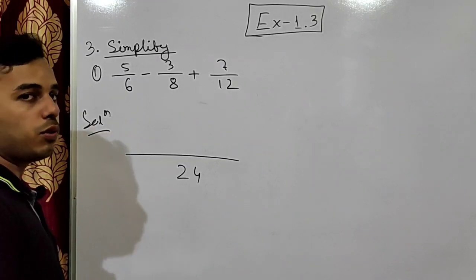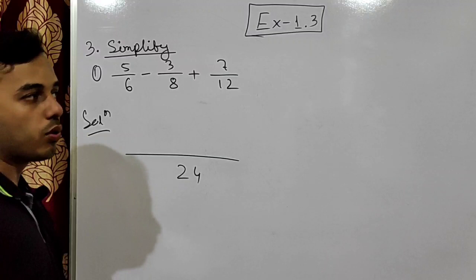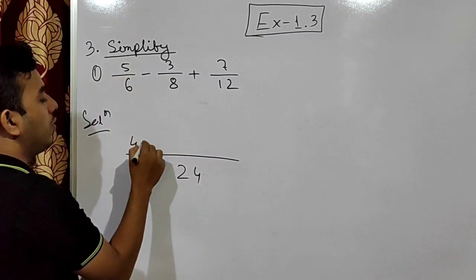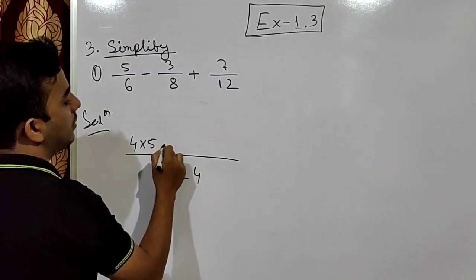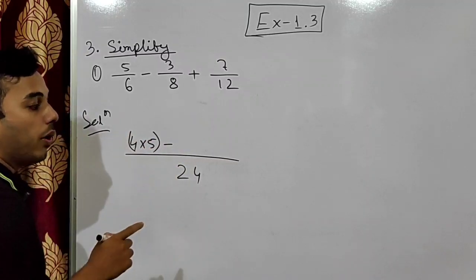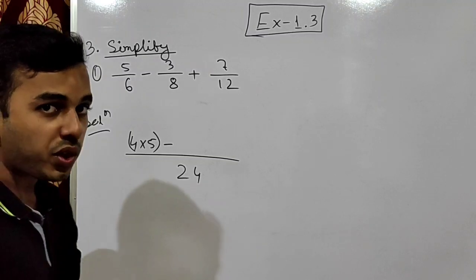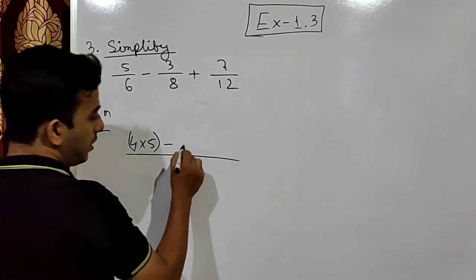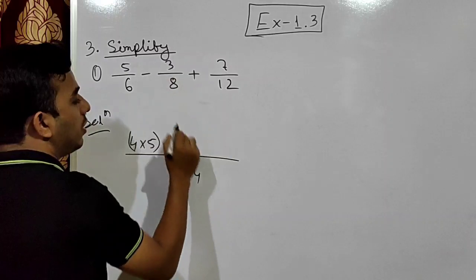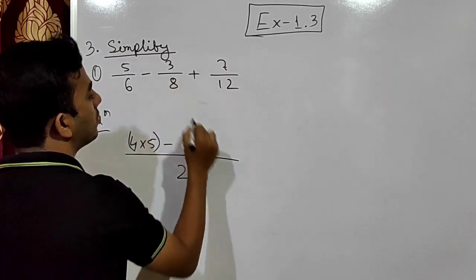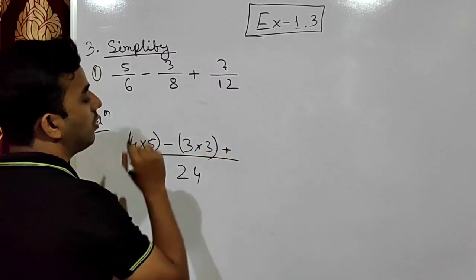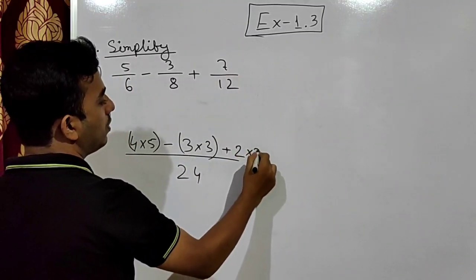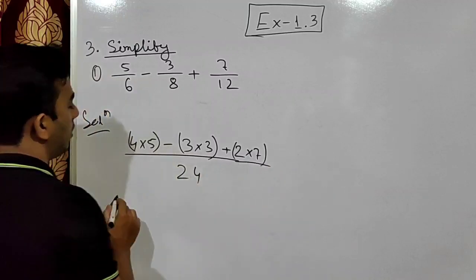Now when we divide 24 with 6, 24 divided by 6 is how much? 4. So first we write 4, then we will multiply its numerator, 4 into 5. Then this minus sign. Now when we divide 24 with 8, the result is 3, isn't it? So first we will write this 3, then we will multiply with its numerator, which is also 3. Then plus. Now 24 divided by 12 is how much? 2. And now again multiply with its numerator. After this clear? Okay, very good.